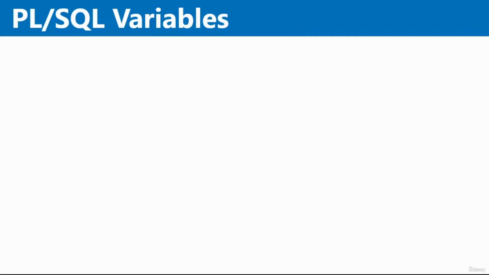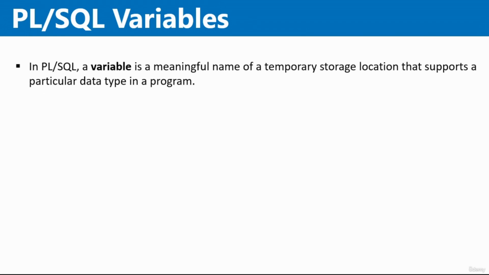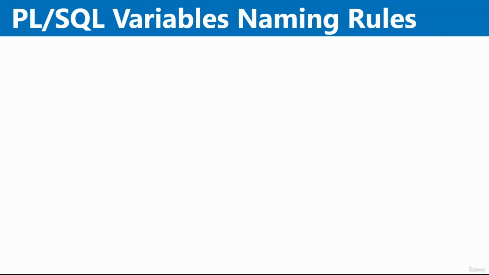In PL/SQL, a variable is a meaningful name of a temporary storage location that supports a particular data type in a program. Before using a variable, you need to declare the variable first inside the declaration section of a PL/SQL block. Let's take a look at the PL/SQL variable naming rules.